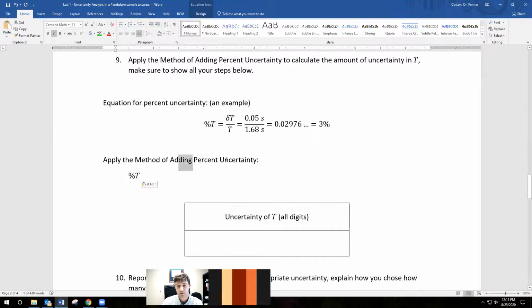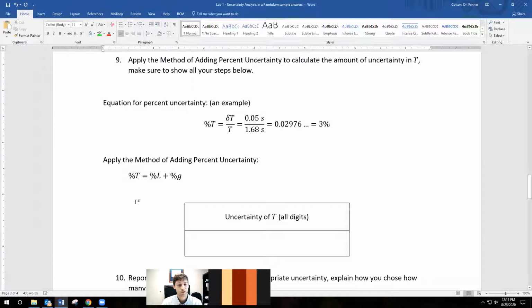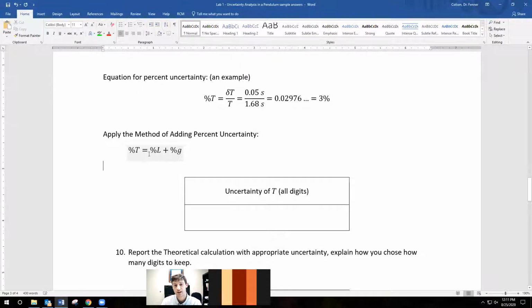So you're adding percent uncertainty, and the two sources of uncertainty are your length and gravitational acceleration. When you apply the method, you're really just saying, okay, let's look at each term in the equation that has an uncertainty, which was length and gravitational acceleration. If we add those two together, since those were the two variables present in the equation, the sum of those two will equal the percent uncertainty of the calculated value, which is the period.